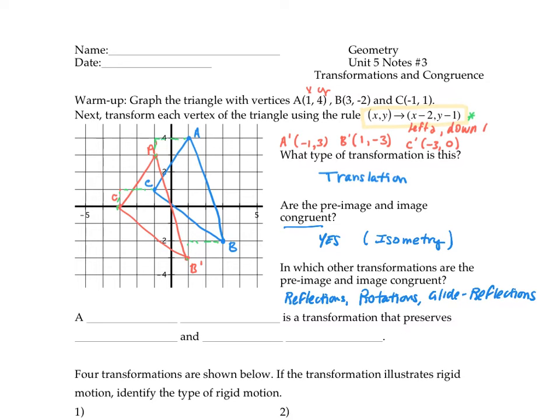When we talk about keeping a figure congruent, but we're changing it, we're moving it around somehow, we describe that as a rigid motion. So a rigid motion is a transformation that preserves length, meaning the sides of your triangle or your quadrilaterals stay the same, and it also preserves angle measure.